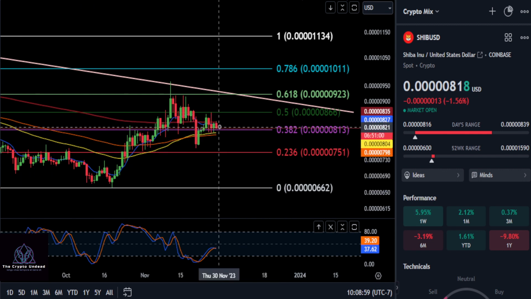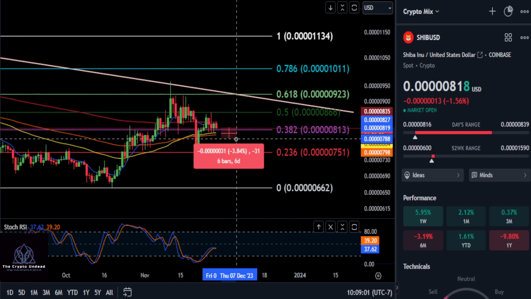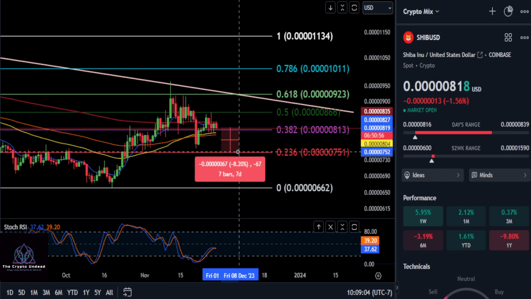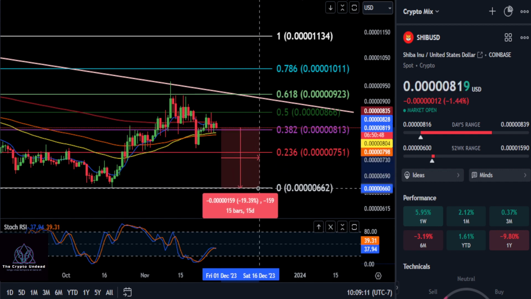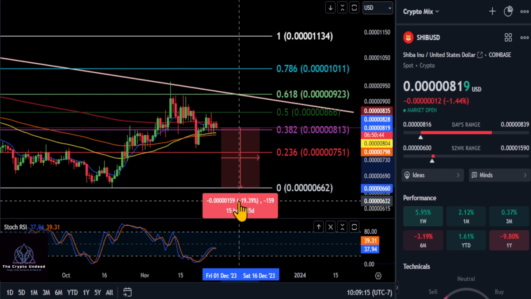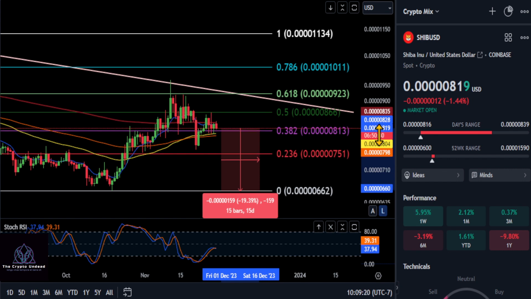So we are sitting on that 382 at 8.1. If you end up taking out that 8.1 area, then my guess is you're probably going to drop all the way to the bottom again. So you can see that 7.5 area for an 8% drop, and then down here to the bottom, which may not hold at 6.6, is a 19% drop here. So just keep an eye on those prices on Shiba.